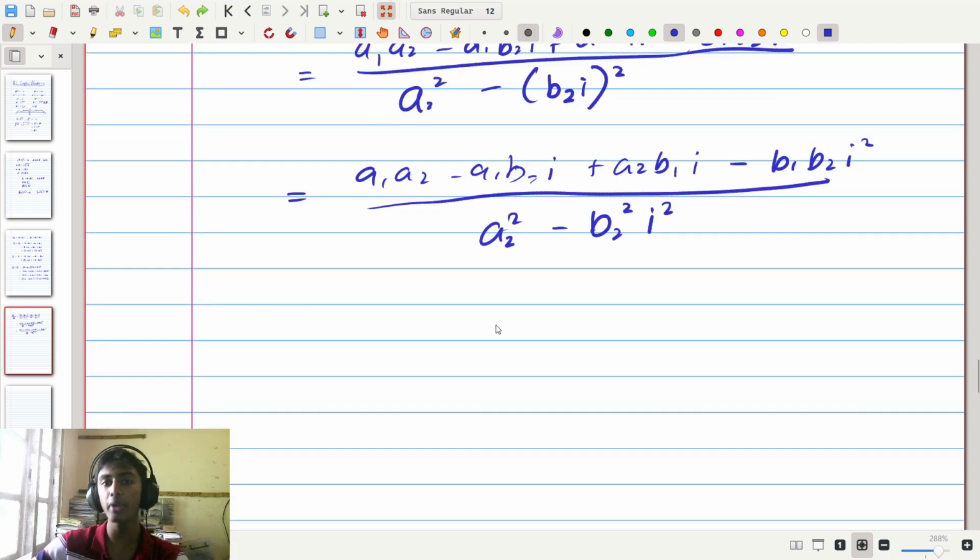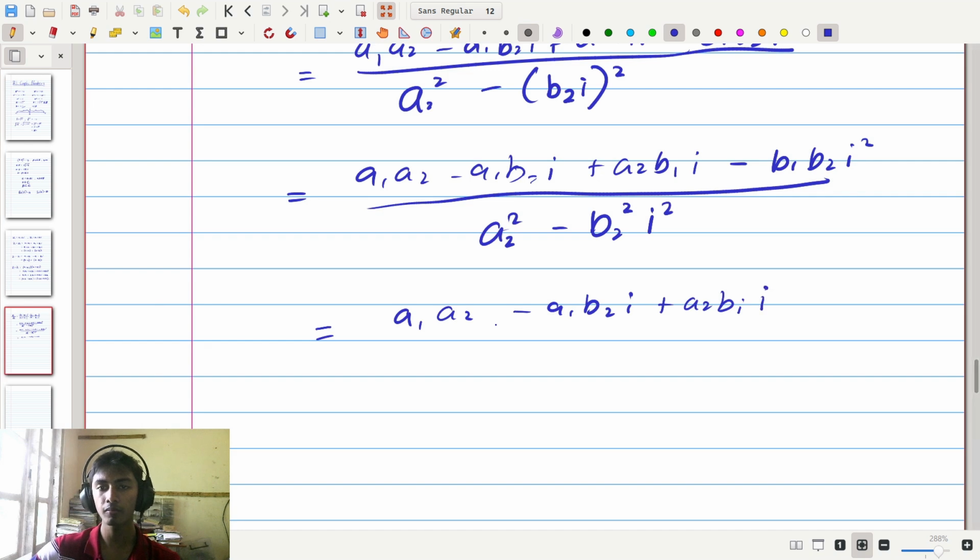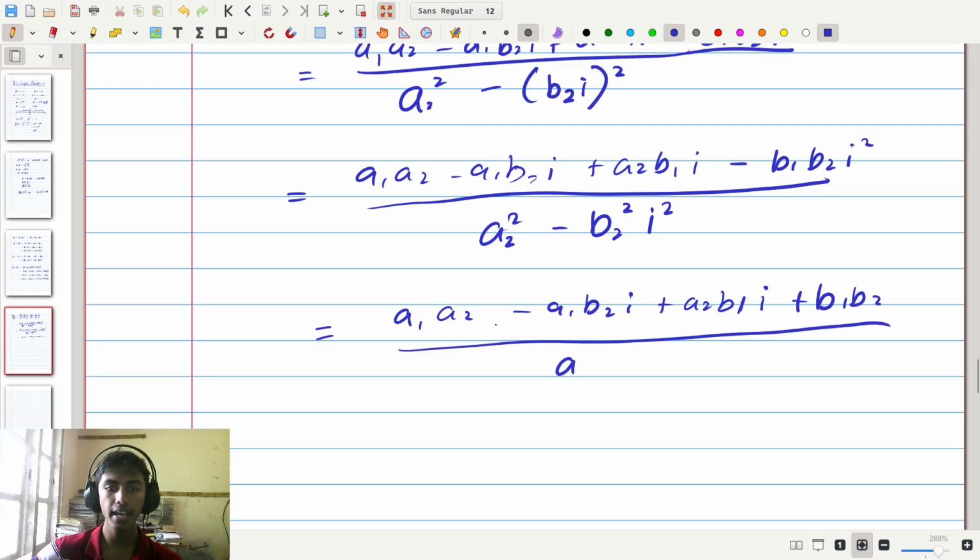Now i squared is equal to negative 1, and in both of these cases we have negative i squared. As we know, i squared is equal to negative 1, which means negative i squared is equal to positive 1. So over here, this negative i squared turns into positive 1, and this negative i squared turns into positive 1. If we substitute that in, we end up with a1 a2 minus a1 b2 i plus a2 b1 i, and then plus b1 b2, divided by a2 squared plus b2 squared.